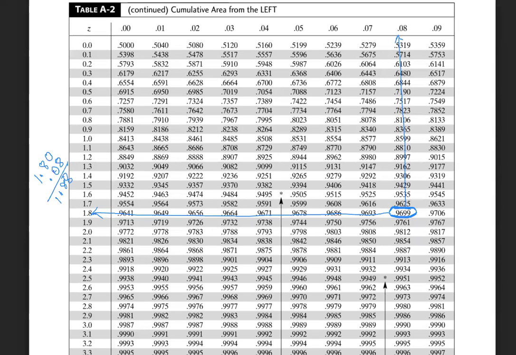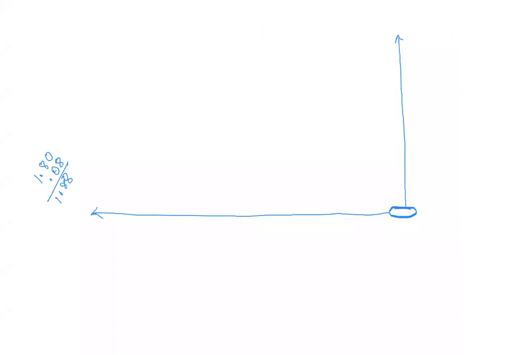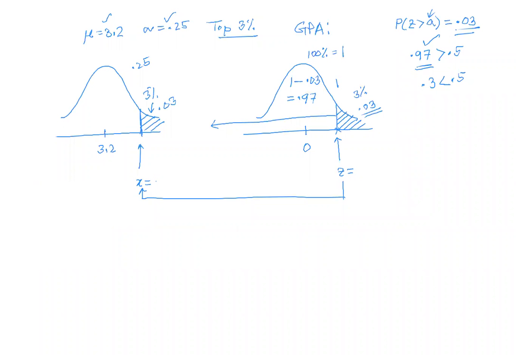So your z value is 1.88. So let's bring back all of that. So z is 1.88. So this z value is 1.88. Z is equal to 1.88. Now this corresponds to the x value right here, right?